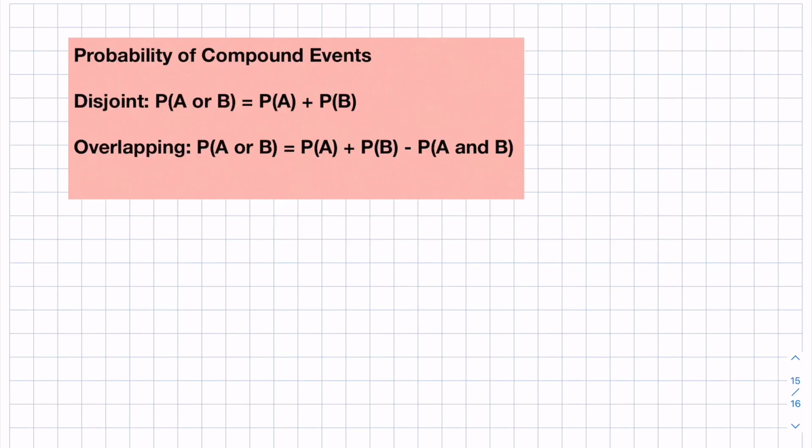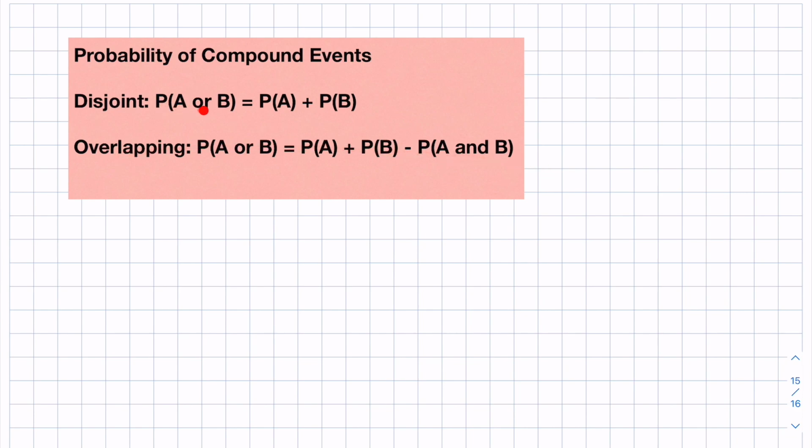So, compound events are the intersection of two events. If the two events are overlapping, that means they have one or more outcomes in common with each other. But if there aren't any outcomes that are common between both events, then they're called disjoint. So these are the formulas for both disjoint and overlapping events.